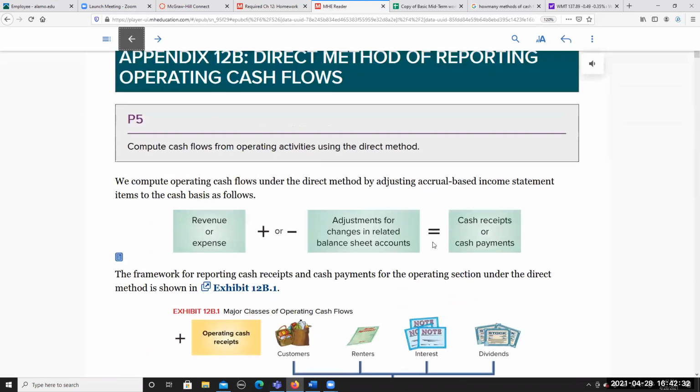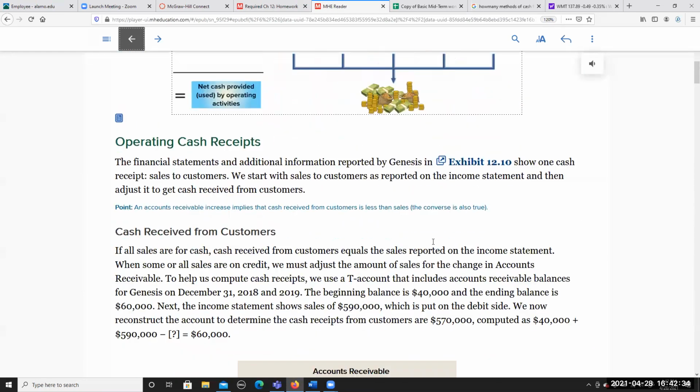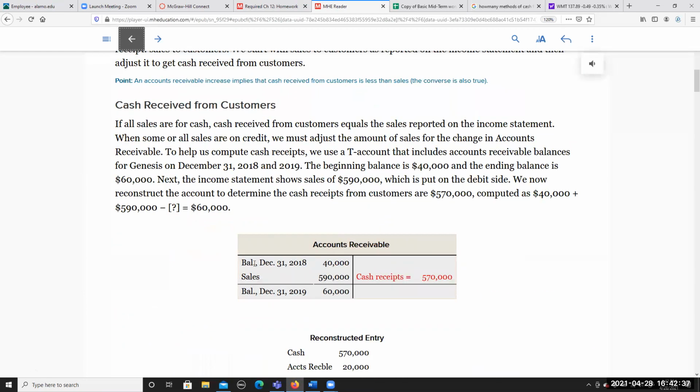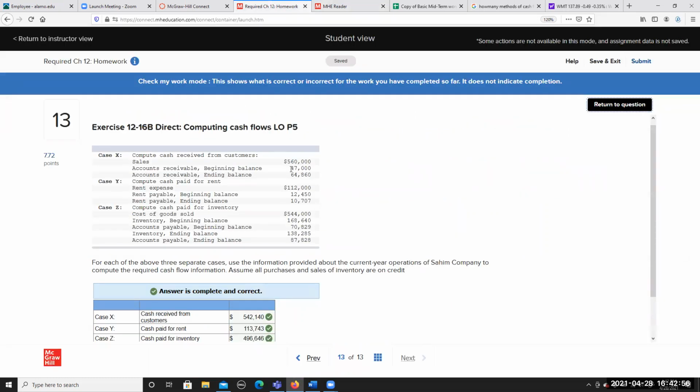All right, so let's see if I can show you that here. Operating cash receipts. Cash from customers. So your receivables were this, plus your sales, minus your cash receipts equals the ending. So you can see your receipts were less than your sales because the balance went up. So you have to take into account the difference in receivables. So 64 minus 47, and you subtract that from 560 to get how much cash came in.